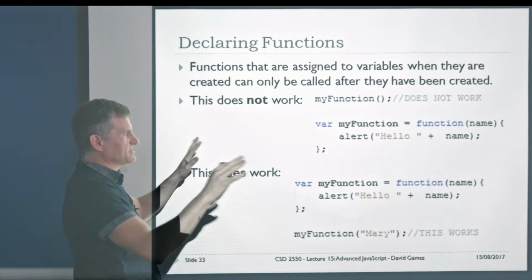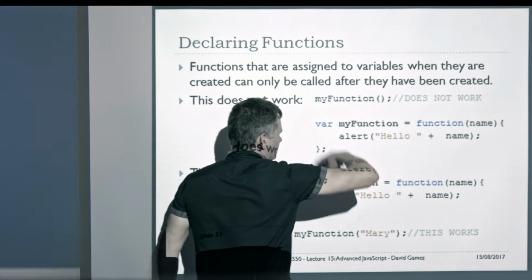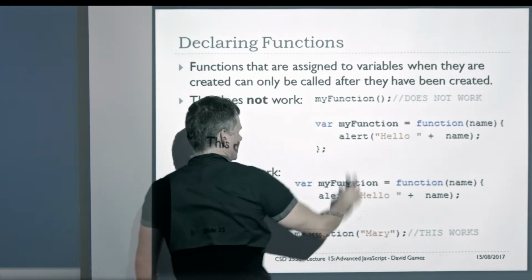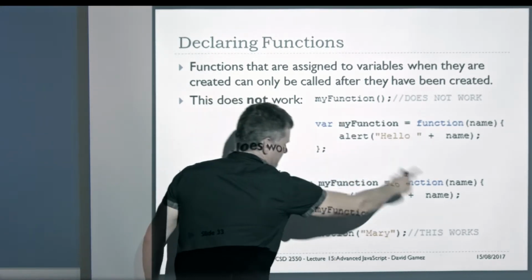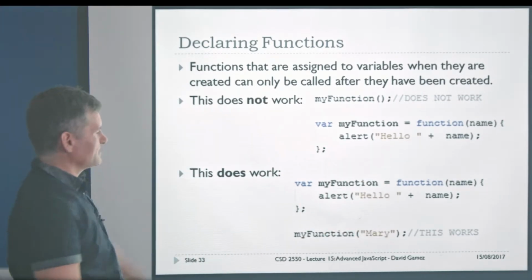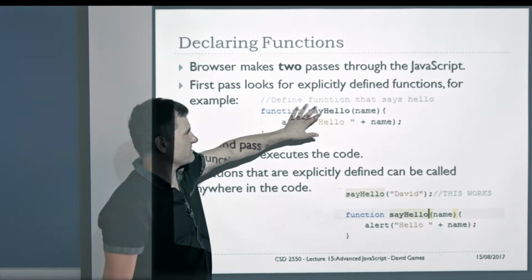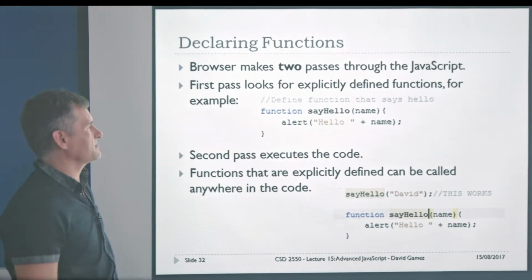All it does is look for explicitly defined functions. So this will not work. I can't call this until this piece of code has been executed. So this actually has to come after here, because this creates the function, and then this executes the function. So this will work. This will not work, because the browser only looks for this kind of way of defining functions in its first pass through the code.